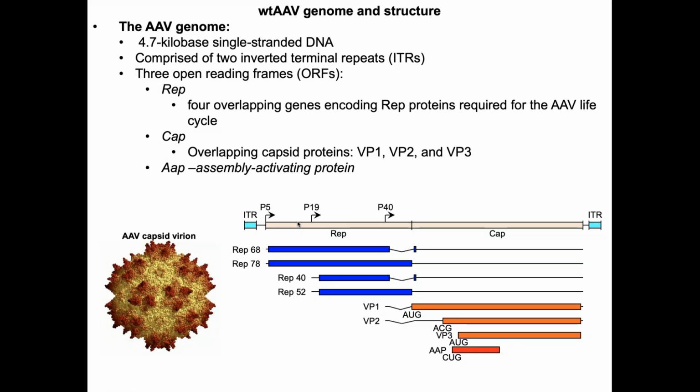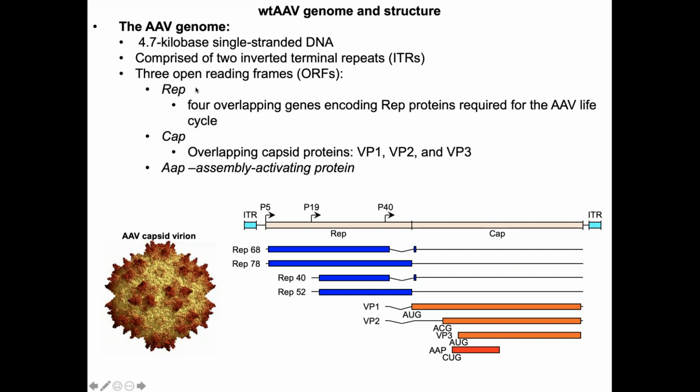AAV is once again a single-stranded DNA virus. It consists of a 4.7 kilobase genome. What defines it really is two inverted terminal repeat sequences, which are critical for its replication, as well as a packaging signal for inserting the synthesized genome into preformed capsids.